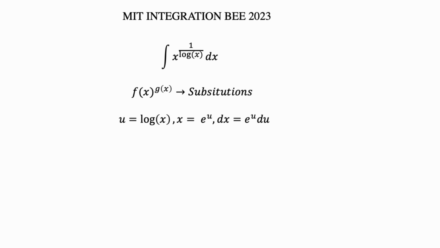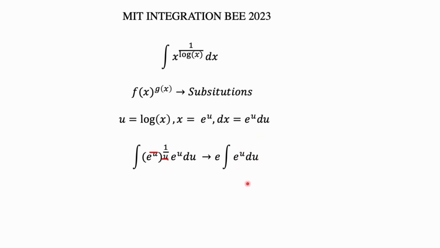So if we plug in u of x as log of x, then x will become e to the power u, and dx would be e to the power u du. When you plug this substitution back into your function, this x is e to the power u, this x is e to the power u, and this 1 over log of x becomes 1 over u, and this u and u cancel out. And you have this e^u du, and this e is basically a constant you can take out, and you have e to the power u du.